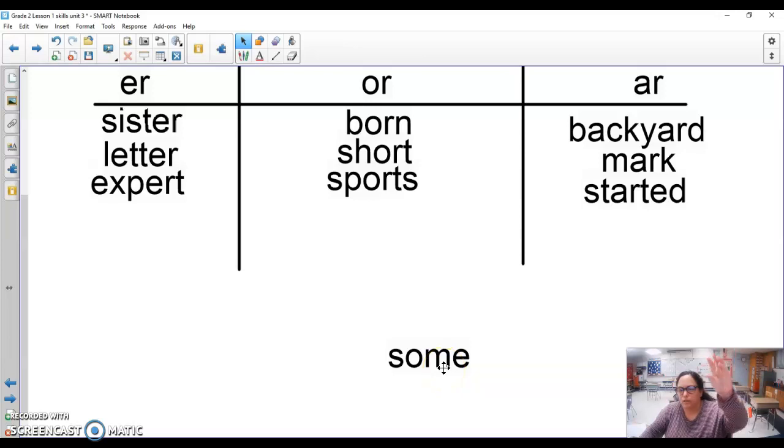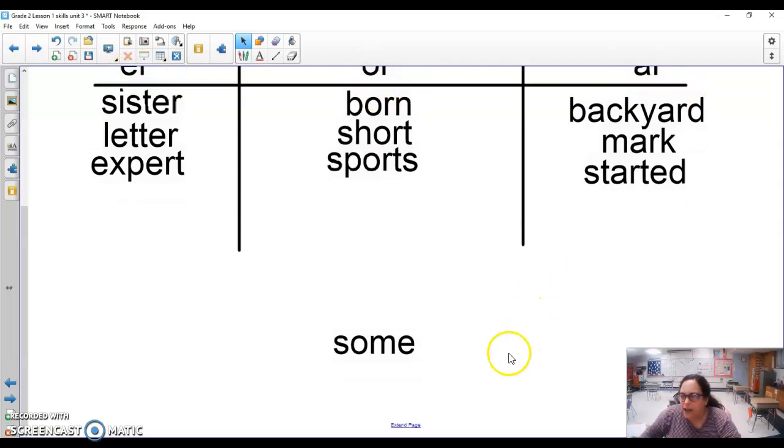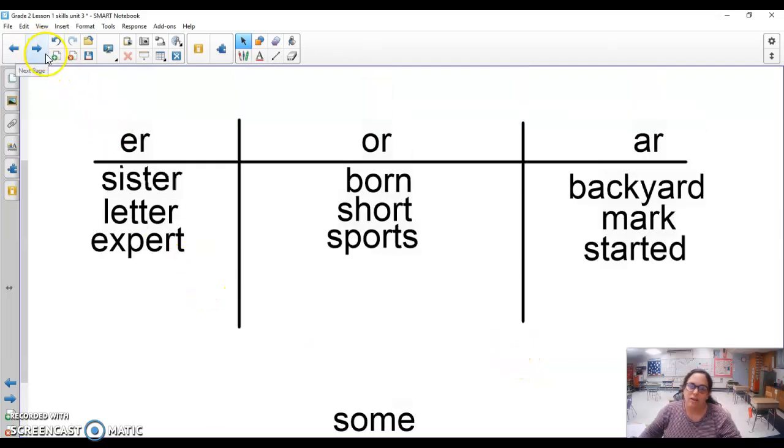All right, let's tap this word. What's the word? Some. Where do we put this word? We don't put it anywhere because it doesn't go in any of the columns. It doesn't have an ER or an OR or an AR. I tried to trick you. I hope I didn't trick you. Good job. All right, let's go and read our words. Ready? Sister, letter, expert, born, short, sports, backyard, mark, started.